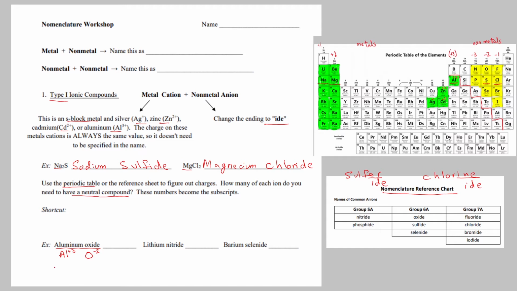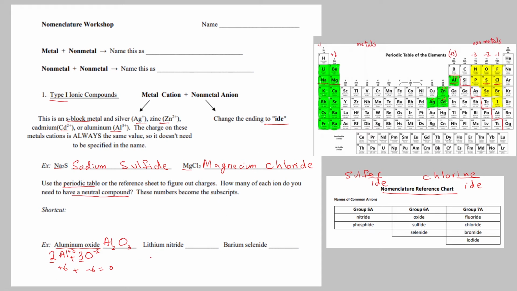So if I have 2 aluminum cations and 3 oxygen anions, then the total charge for 2 aluminum cations will be +6, and the total charge for 3 oxygen anions will be -6. If I add all these charges, I end up with zero, a neutral compound. The numbers that I write in front of the cation and anion become the subscripts when I write my formula. I have 2 aluminum, so I write a 2 like this. This 2 indicates there are 2 aluminum atoms, and there are 3 oxygen, and this is the formula for aluminum oxide.